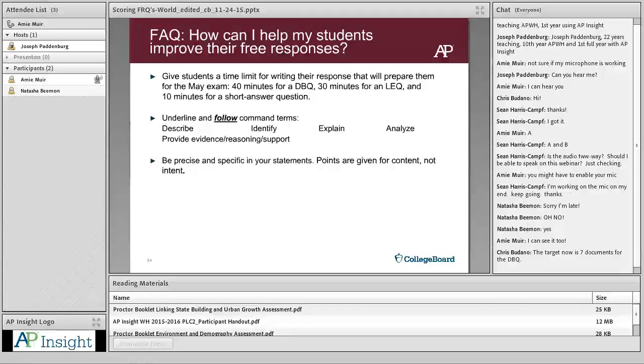And going back to the previous question, I feel like my students benefit the most with free response questions if they can see an example. Does the College Board have something like that, where they have, this is what describe looks like in a paragraph, this is what identify looks like, and explain and analyze?